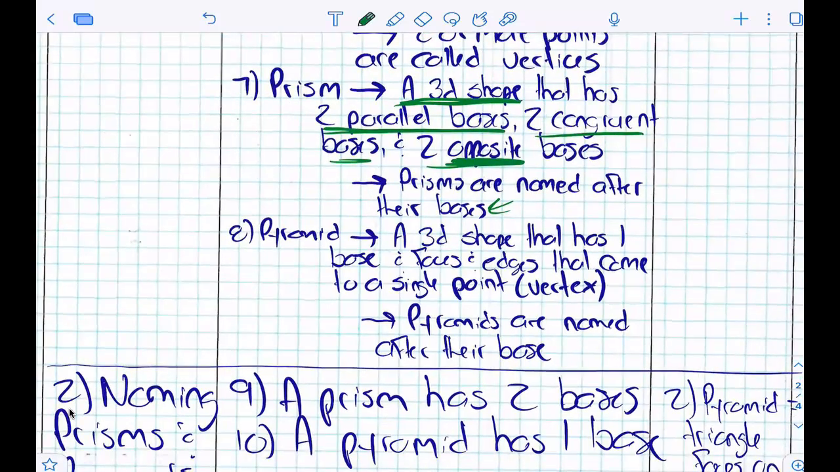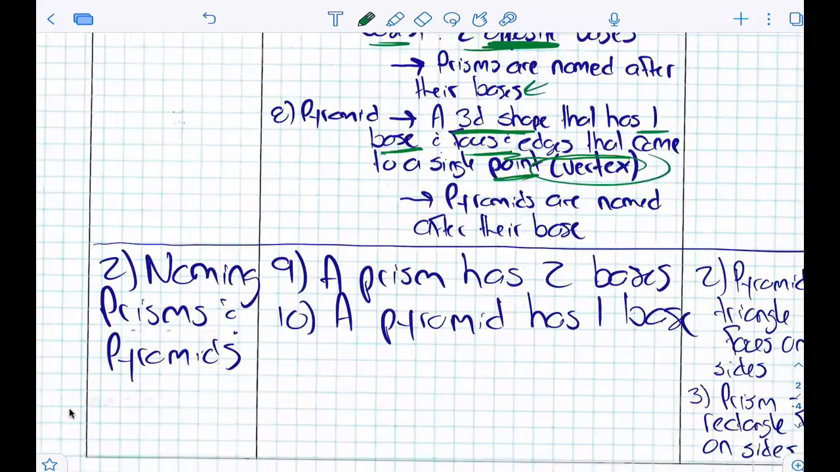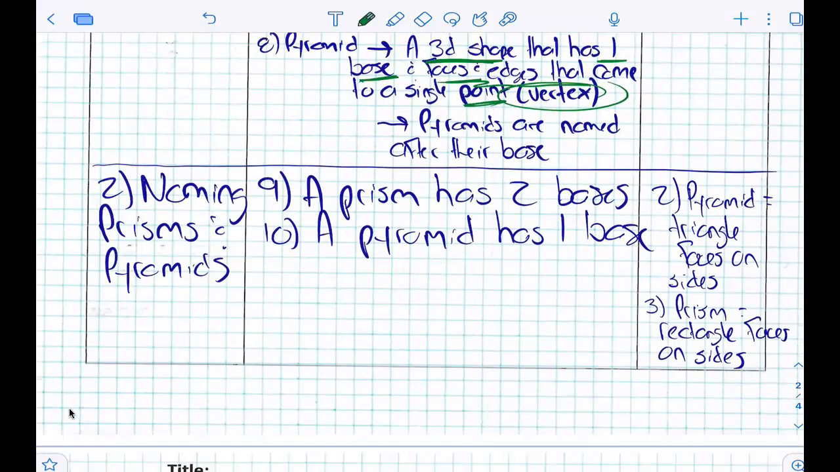Okay, cool. Pyramids are also what kind of shape? 3D shape. They have how many bases? 1. Just one. And then their faces and edges come together to form a single point, which we also call the vertex, right? Yes. Pyramids are named after their bases. They're named after their base, right? They only have one. Yes? Pyramids only have one base. Prisms have 2. We just talked about 9 and 10.